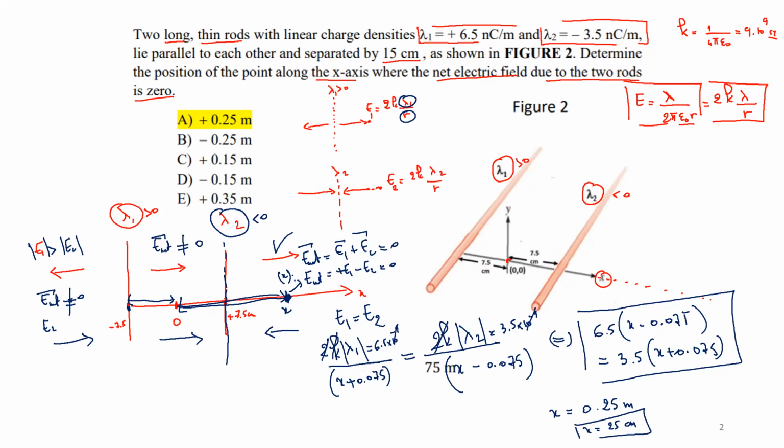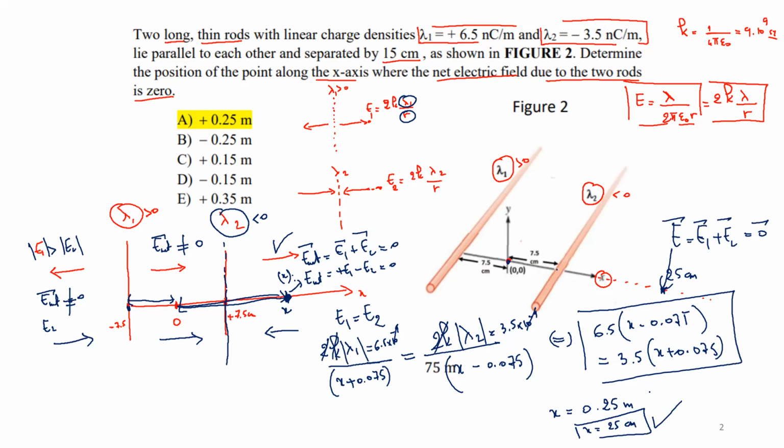So at x here, so 0 is here, this is 7.5. At x here, which is 25 centimeters, I will have net electric field due to these two infinitely long rods. Net electric field here will be 0. E1 plus E2 will be 0 at 25 centimeters. Okay, is it clear? Good.